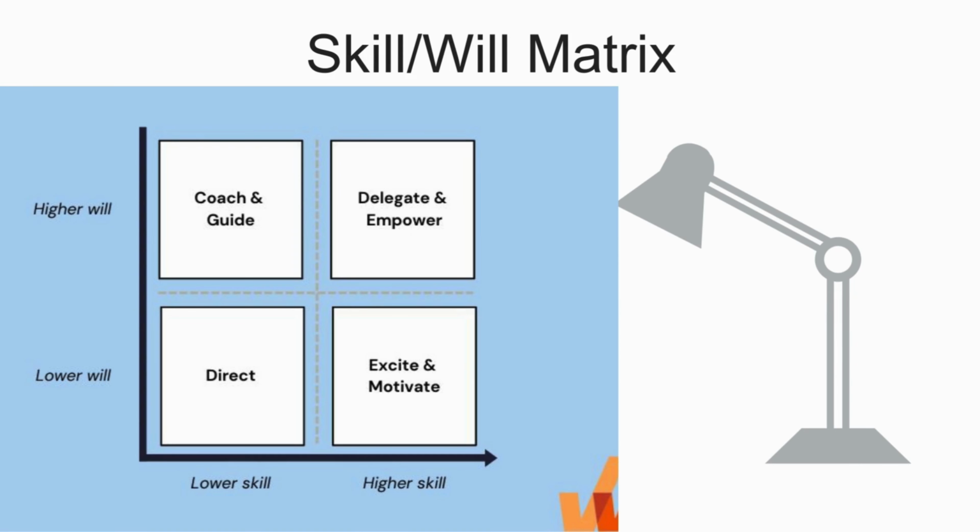If they're low skill, high will, meaning they have low skill sets, but they're willing to do it, we want to coach and guide. If they have high skill but low will, we're trying to motivate them, excite and motivate them. So that means they have the ability, they just don't have the motivation to do it. So we want to excite and motivate them. If they have high skill and high will, we want to delegate and empower them.